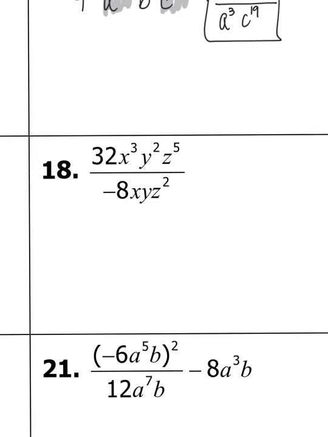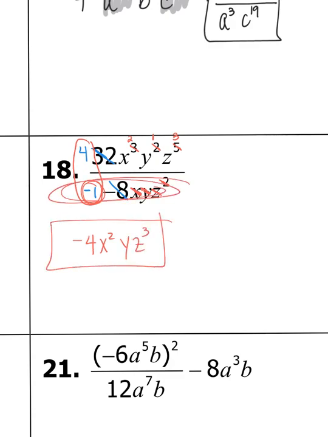Number 18, just like 17 and 16, let's start canceling away. So -8 cancels completely to be a -1, and this becomes a 4 on the 32. You cancel completely an x, leaving this one with 2 left over. You cancel completely a y, leaving this one with 1 left over. And you cancel completely a z squared, leaving this one with 3 left over. Now 4 over -1, like everything's canceled from the bottom. And 4 over -1 is simply -4, so a final answer of -4 x squared y z to the 3rd, and everything from the bottom is now gone.